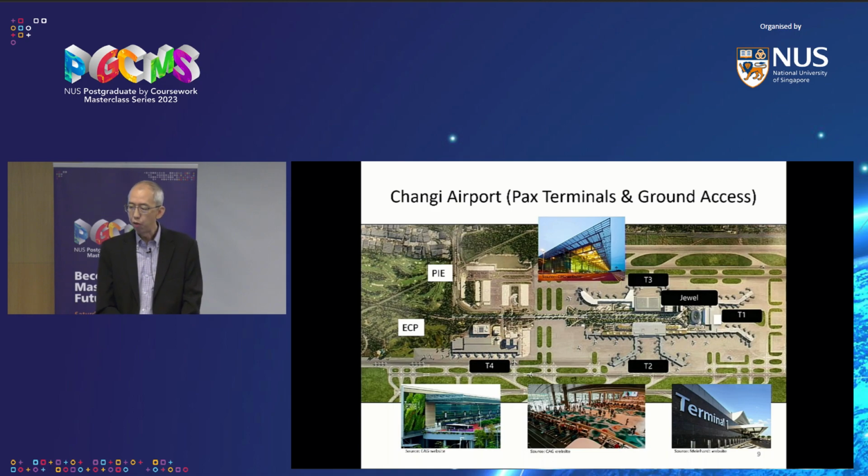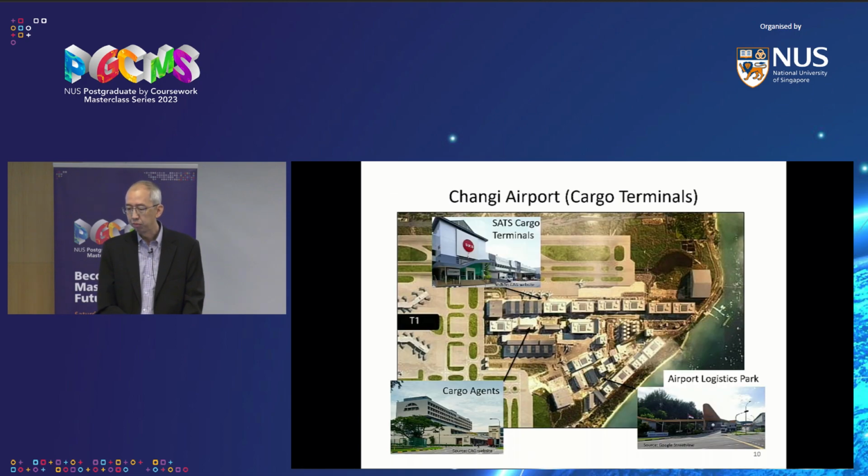And then in terms of ground access, you've got the Pan Island Expressway and the East Coast Parkway that's labeled on the left-hand side of the diagram. So the ECP and the PIE, those are the 2 expressways. The ECP brings us from the downtown city center, whereas the PIE brings us from the middle parts and the northern parts of the island.